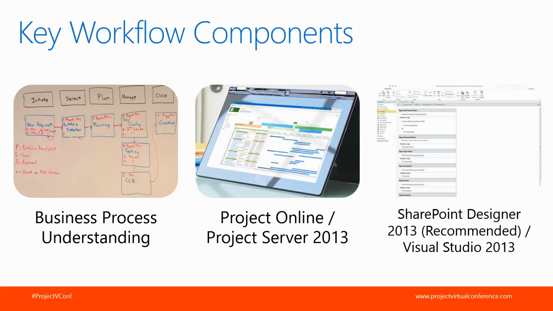So what are some of the components you need to get started with workflow? Well, the first and foremost is business process understanding. We want to understand what types of projects you have in your organization. How are those projects identified? Are they people's ideas? Do they come from customers? Do they come from executives? How do they flow through your portfolio lifecycle process? So that's important to have.